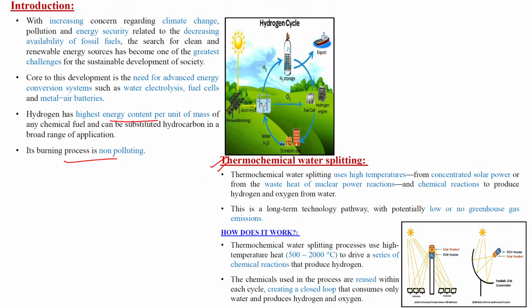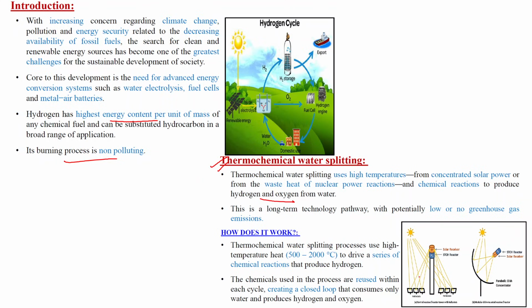So that is another reason why we should shift to hydrogen as fuel. Coming on to thermochemical water splitting, what is it? Basically, thermochemical water splitting uses high temperature from concentrated solar power, for heating purposes, or from waste heat of nuclear power reactions and chemical reactions, to produce hydrogen from water.